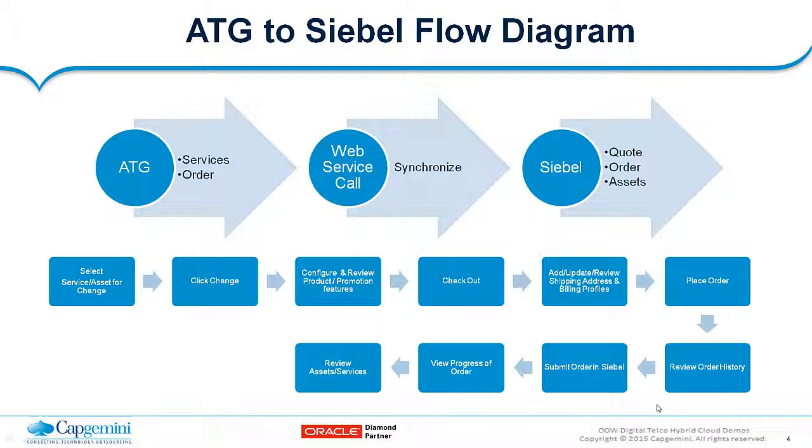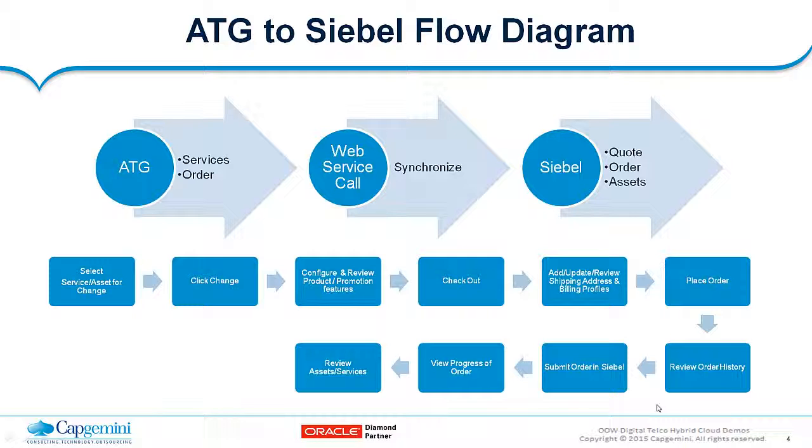So as soon as the user changes the subscription in ATG, it will be synced to CBEL via the web service call, and thereby the CSR can review those changes submitted by the user, whether they are valid or not. Then further he can submit the order to the fulfillment system for further processing.